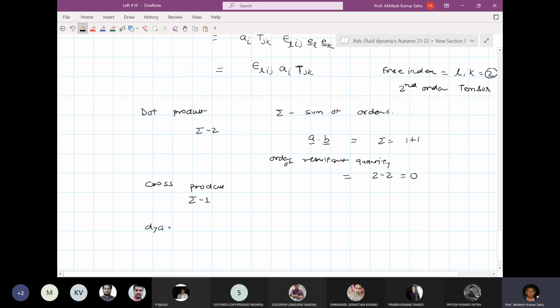Dyadic product, you have to do some minus 0. So cross product, right? So A cross T, sum equals to how much? 1 plus 2 equals to 3. And then you have to do 3 minus 1 equals to 2. So the resultant quantity is of second order. That means it's a second order tensor, right?